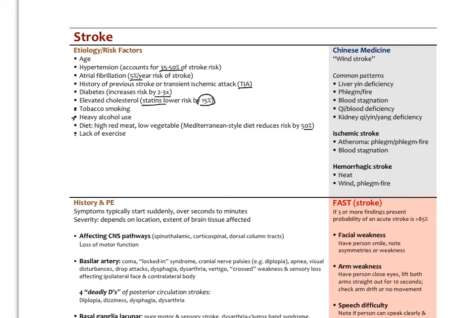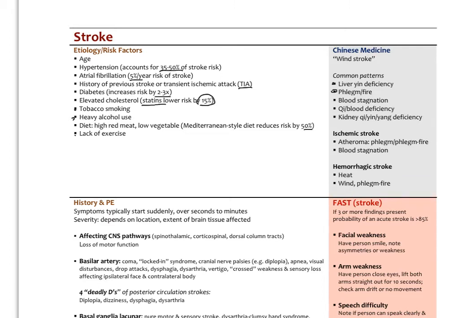In Chinese medicine, stroke is known as wind stroke, and the common patterns here would be liver yin deficiency. That usually involves poor glycogen storage and poor ability of the liver to actually put a lot of antioxidants and whatnot into the blood. The liver, in addition to supplying glucose to the brain, really is putting out antioxidants which help to protect the brain and the neurons as well.